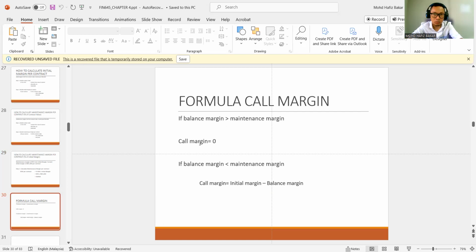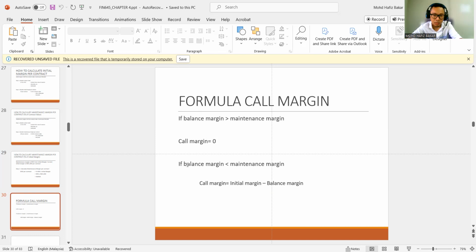Okay, so the call margin is done by the broker, or the third party in charge of that particular account. Call margin refers to the call to the investor. They need to top up an amount if they get a loss. But in this situation, if balance margin is more than maintenance margin, there is no call margin, which is call margin equivalent to zero.